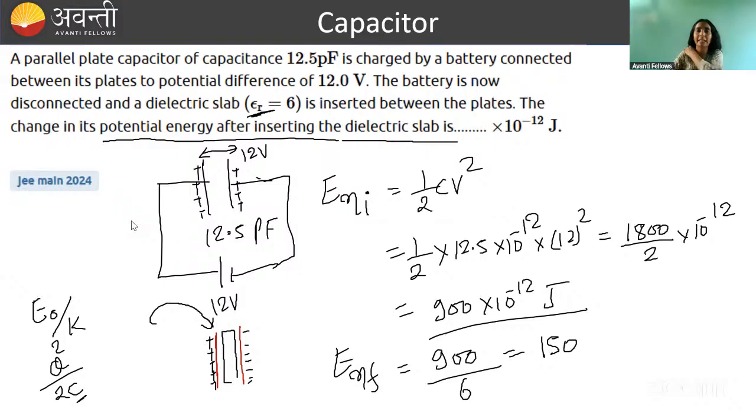What is the change in energy that we are noticing? You will write it as initial minus final, 900 minus 150. That will give you 750 into 10 to the power minus 12 joule. Okay.